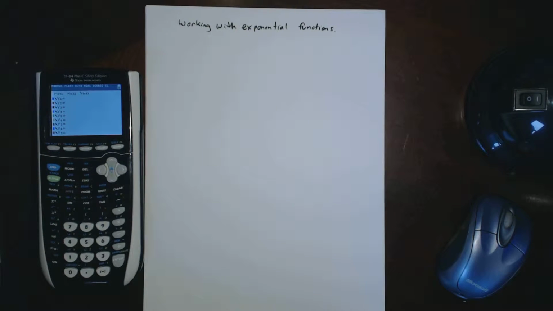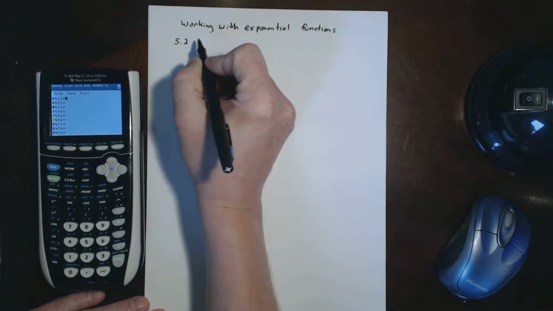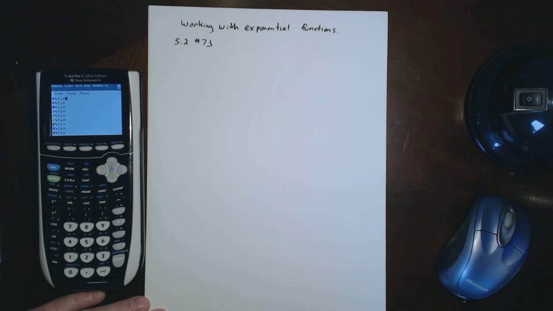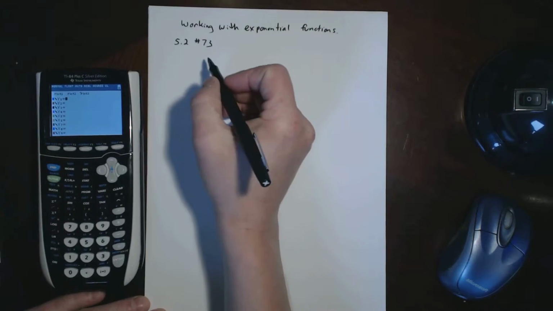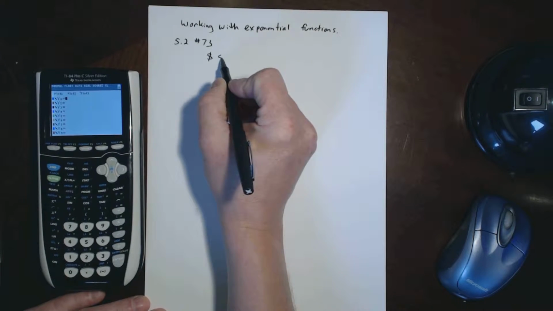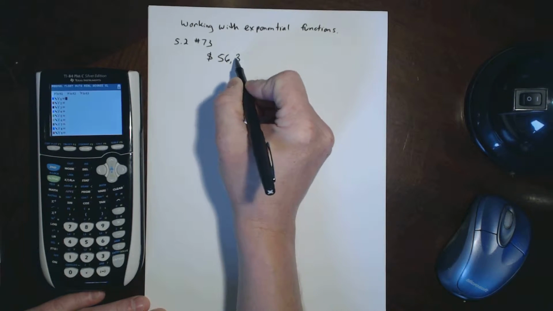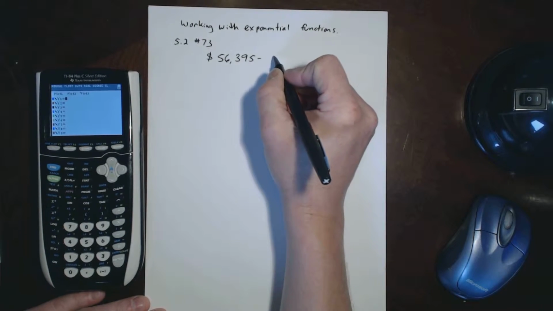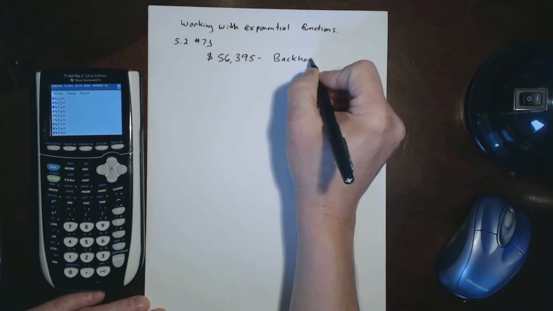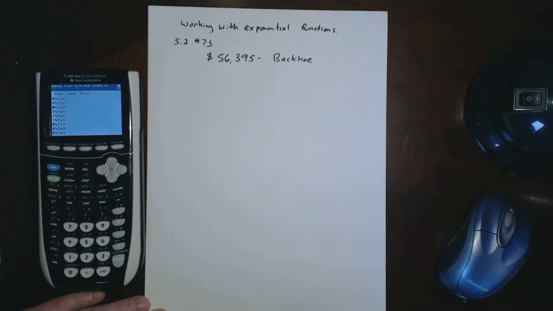In this video, we're going to work on a homework problem that deals with exponential functions. Let's take a look at an example, and this is similar to number 73 in section 5.2. A landscape company purchased a backhoe for $56,395. Every year, the price of the backhoe depreciates such that it retains 90% of its value from the previous year.